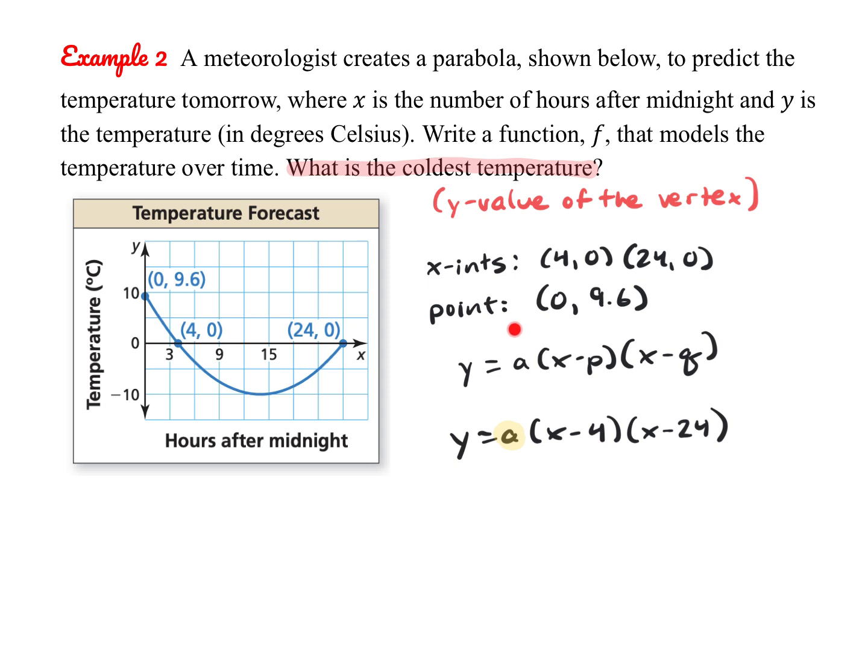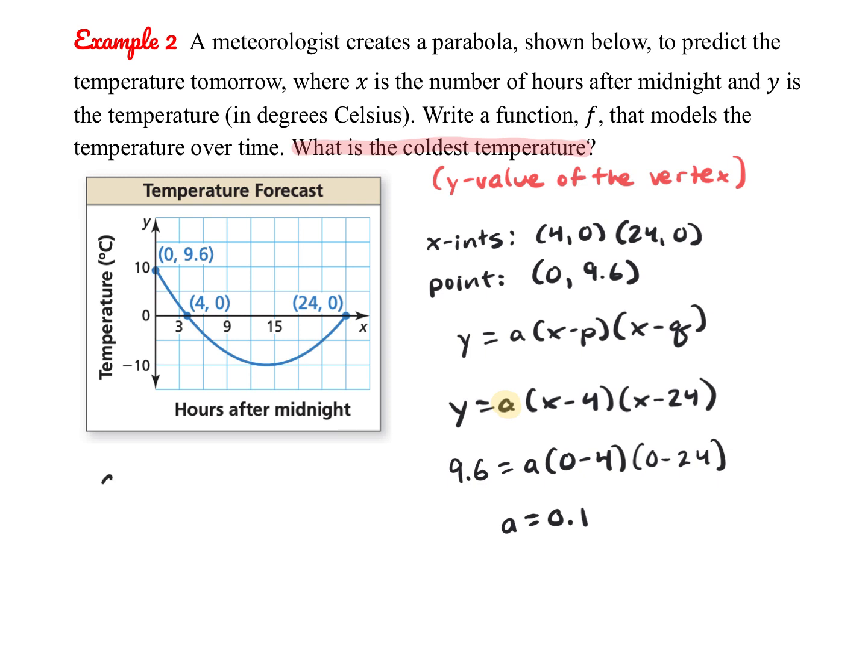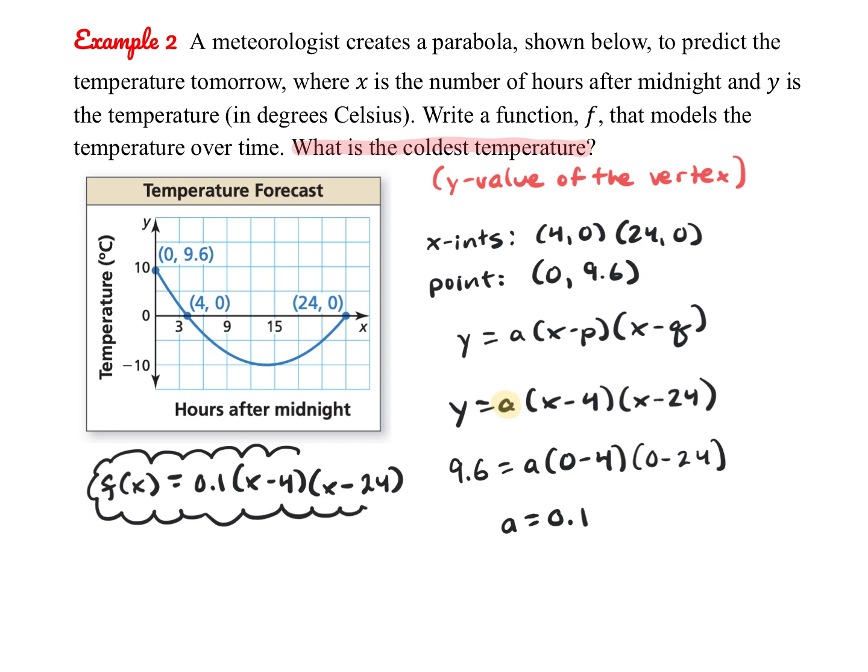So we're going to need to use our additional point, which is (0, 9.6), and we're going to need to substitute that for x and y to help us solve for a. So we have 9.6 equals a times 0 minus 4 times 0 minus 24. And we should get that a equals 0.1. So now we are able to create the function, and they want us to call it f. So let's say f of x will equal 0.1 times x minus 4 times x minus 24. So that's our model.